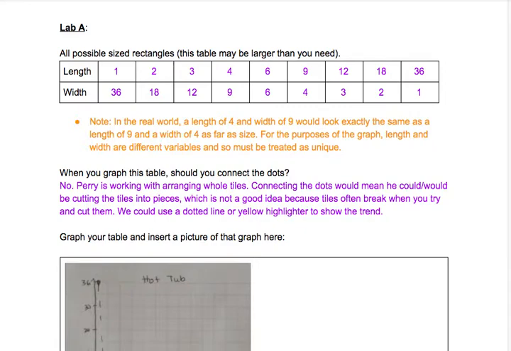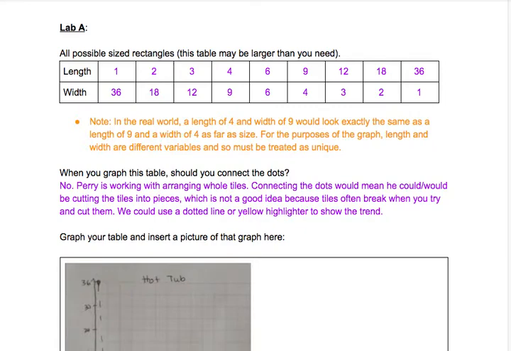Now you'll notice as we keep going, we start repeating answers, only flipping them. So 4 and 9 becomes 9 and 4. And that's really because in the real world, that would be like saying you're looking at the platform and it's either going 4 across and 9 back toward a fence, or 9 across and 4 back toward a fence. It's really the same size patio, just turned a different way. But we do need to treat that as separate variables here for the purpose of graphing.